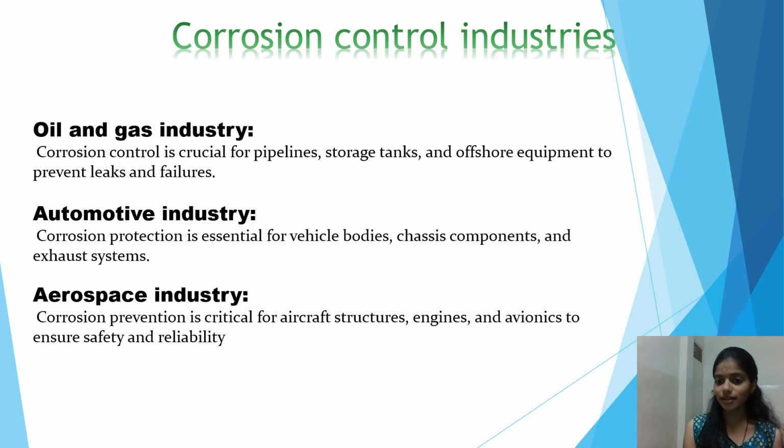Corrosion control in industries. Oil and gas industries: corrosion control is crucial for pipelines, storage tanks, and offshore equipment to prevent leaks and failures. Automotive industry: corrosion protection is essential for vehicle bodies and exhaust systems. Aerospace industries: corrosion prevention is critical for aircraft structures and engines, and it ensures safety and reliability.